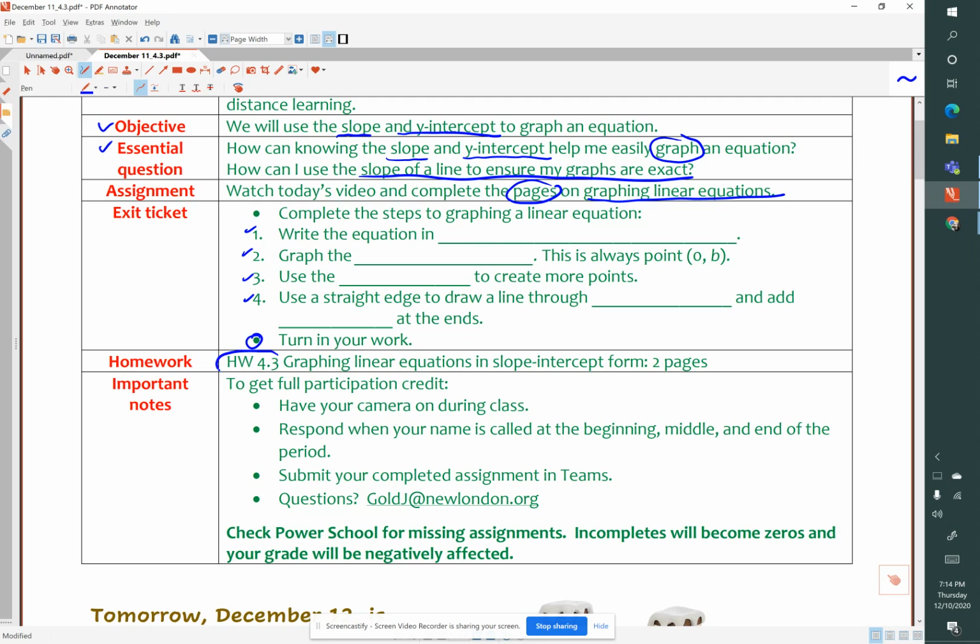You do have a homework tonight where you'll be graphing linear equations in slope-intercept form, and that is 2 pages. To get full credit, we love to see those cameras. We love you to respond when we call, beginning, middle, and end of the period. We need you to submit your completed assignment in Teams, and if you have questions, they are always welcome.